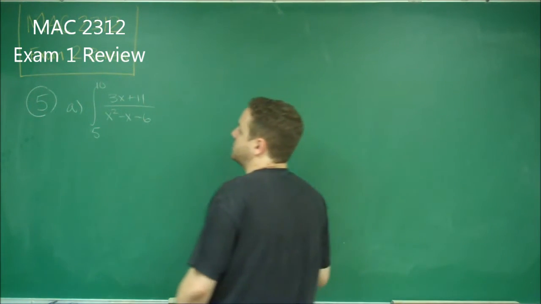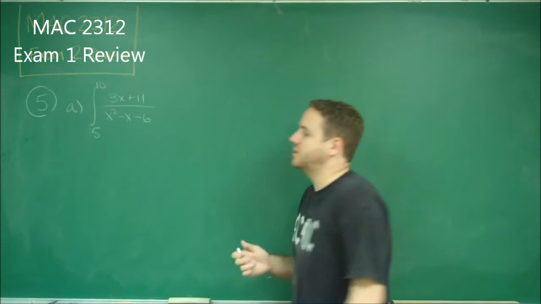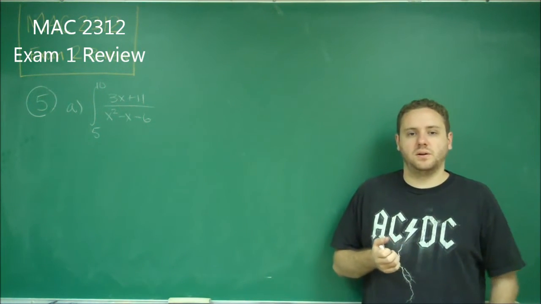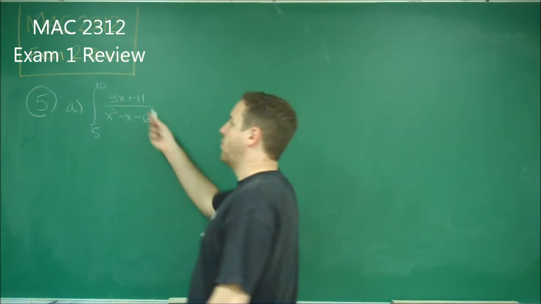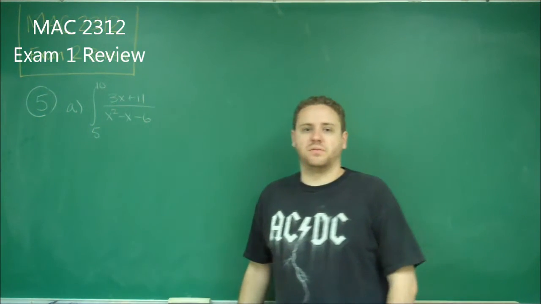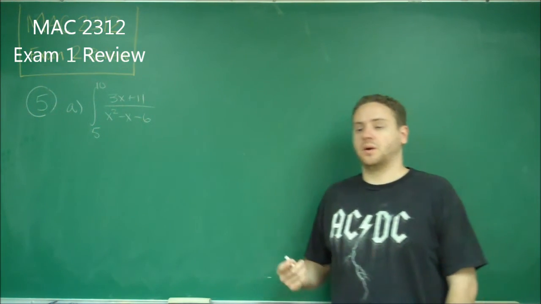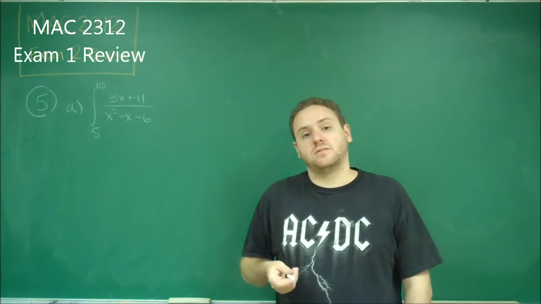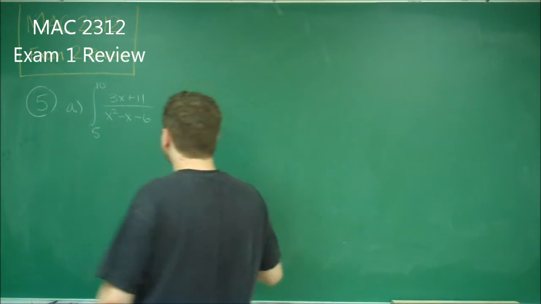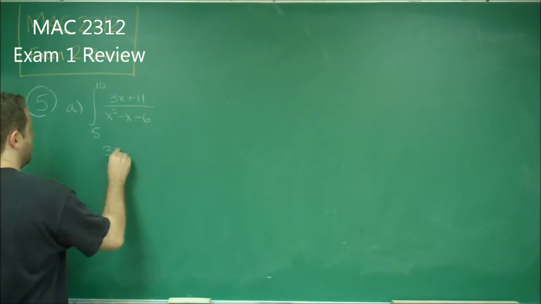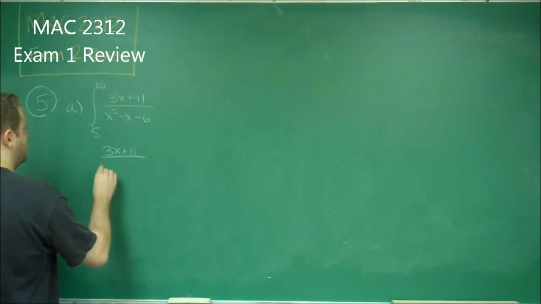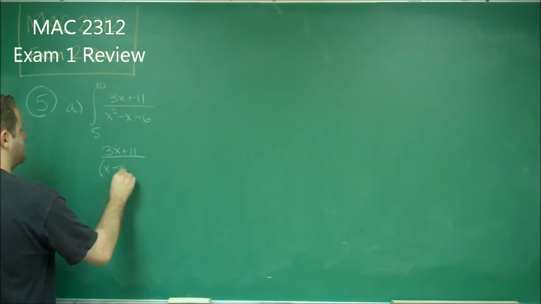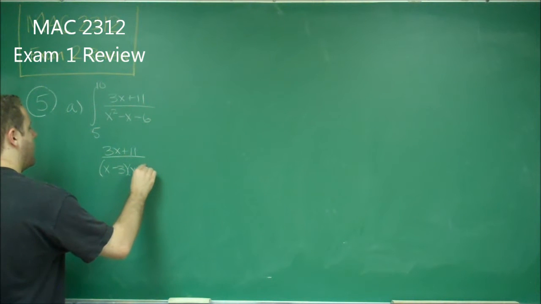This is definitely going to be partial fractions because our numerator is of a lower degree than our denominator, and it's not in the form of being exactly the derivative of the bottom, or else it would just be a natural log. Also, the bottom is factorable, so that's even better. So this is 3x plus 11 over x minus 3 times x plus 2.